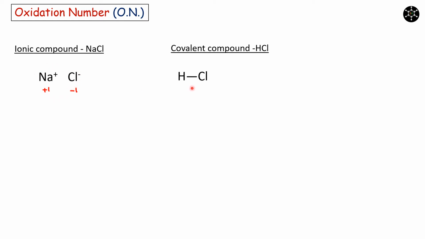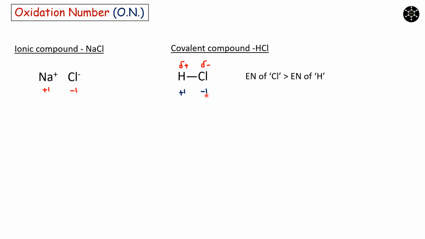Coming to the covalent compound HCl, which is more specifically a polar covalent compound. In HCl, we know that chlorine is more electronegative than hydrogen, because of which the bonded pair of electrons lie closer to chlorine than hydrogen, because of which chlorine will gain a partial negative charge and hydrogen will gain a partial positive charge. Now, if we imagine this covalent bond to be completely ionic in nature, then instead of delta minus, we may write minus 1 to chlorine and plus 1 to hydrogen.